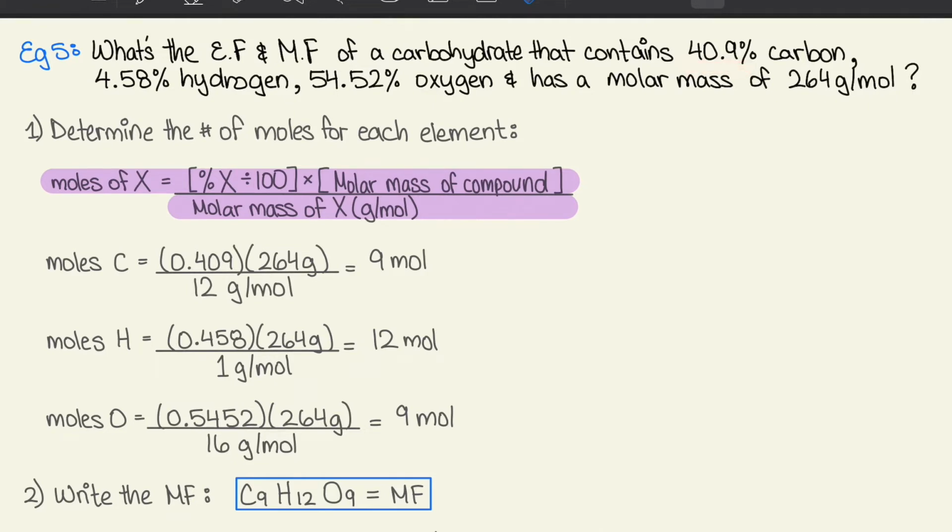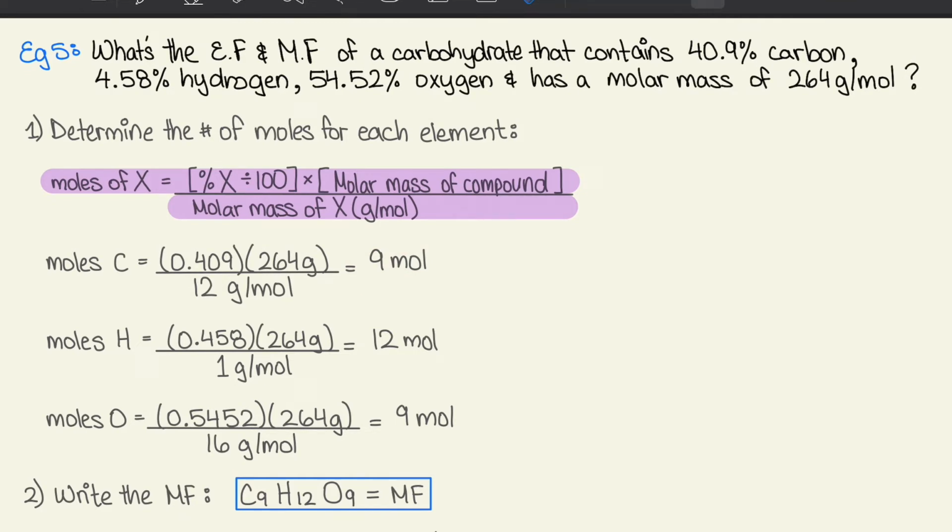So it comes down to 0.409 times the molar mass of the whole compound, which is 264 grams, and we're going to divide that by the molar mass of carbon itself. So that's 12 grams per mole. When we equal this whole thing out, we should get 9 moles for carbon.